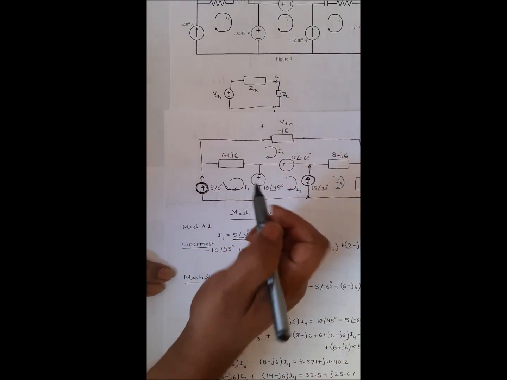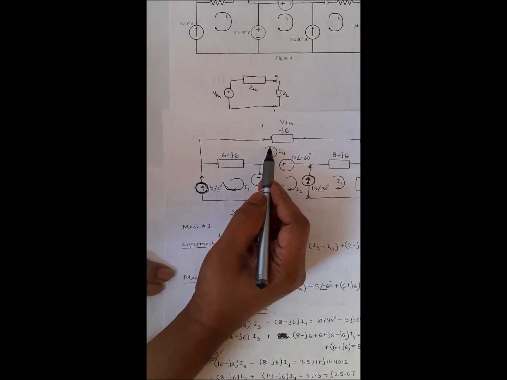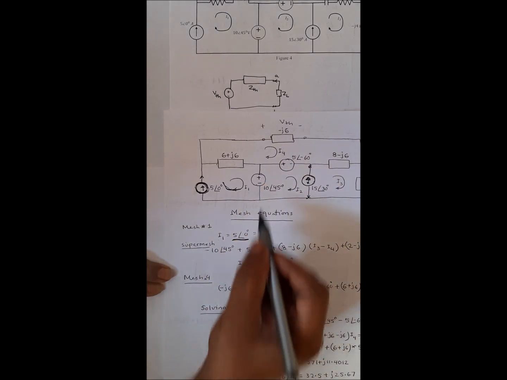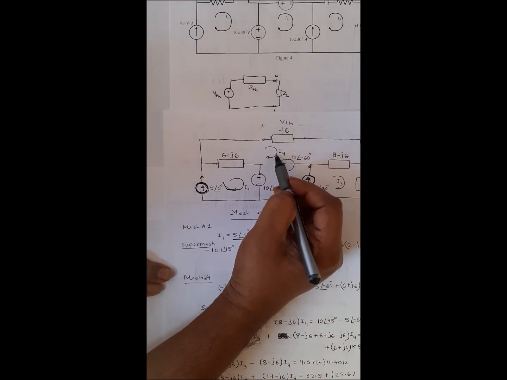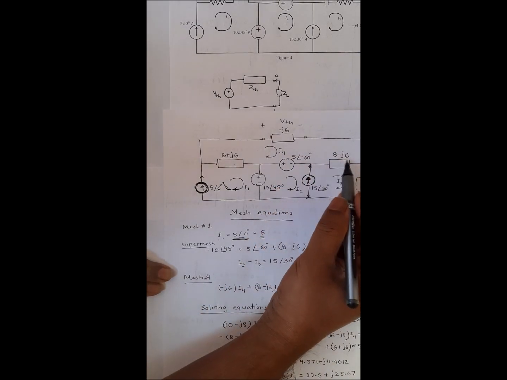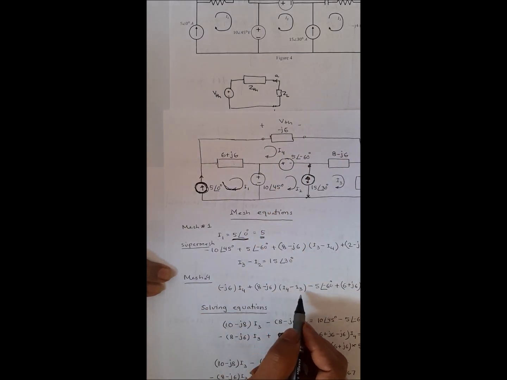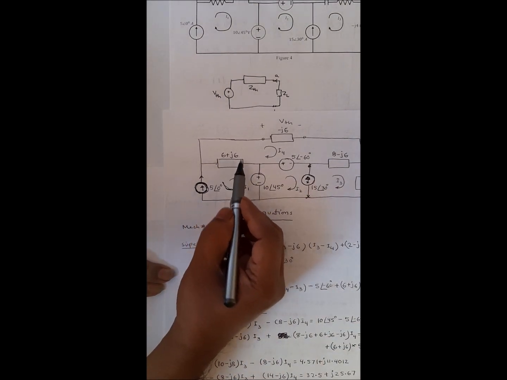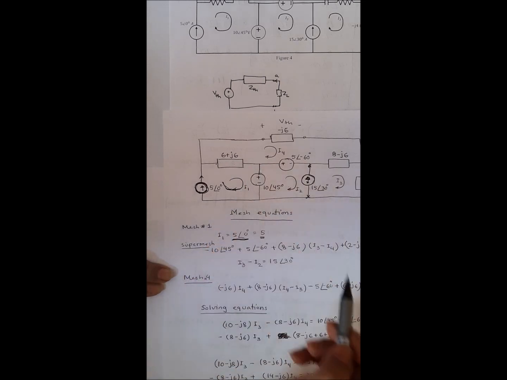Now write the mesh equation for this mesh. For this mesh, negative j6 has current I4. Then 8 minus j6 has I4 minus I3. The voltage is negative 5∠60. And 6 plus j6 has I4 and I1, so I4 minus I1 equal to 0.